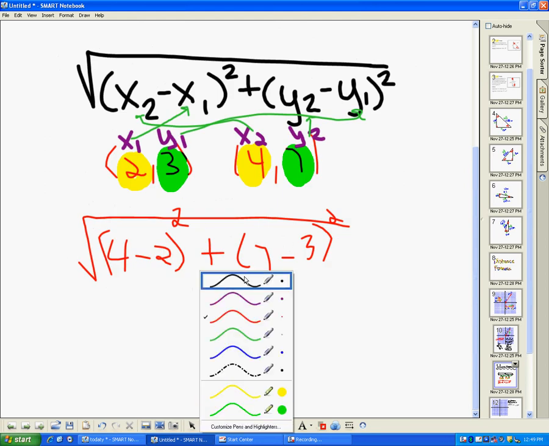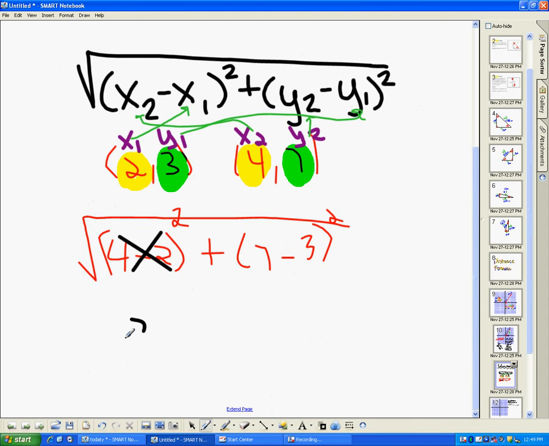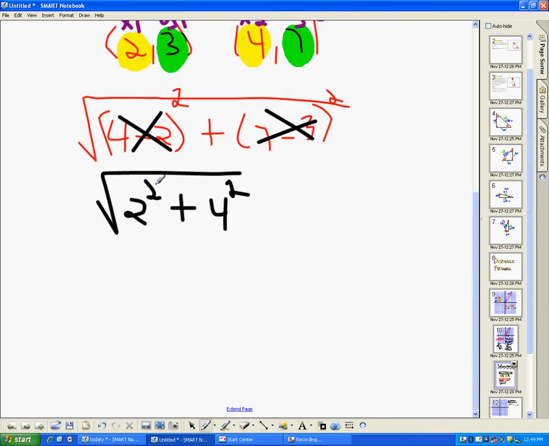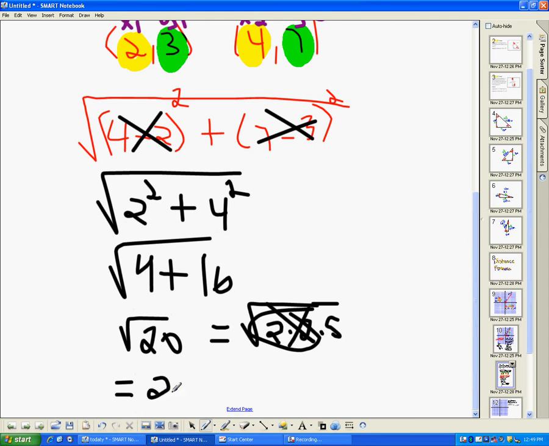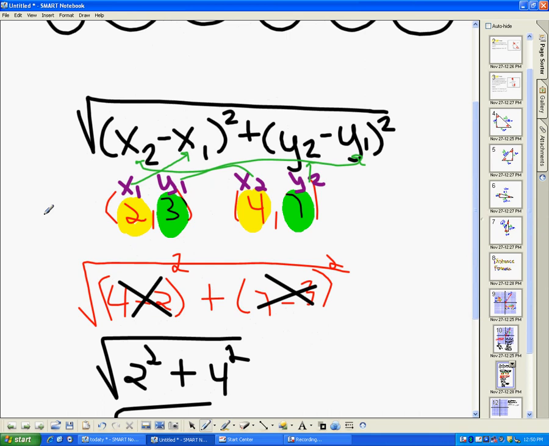So now I'm going to go through and simplify this. 4 minus 2 is 2, so I've got 2 squared. 7 minus 3 is 4, so I've got 4 squared. And I'm taking the square root of all of that. 2 squared is 4. 4 squared is 16. So this is going to be the square root of 20, which remember, I want this written as a simplified radical. 20 is equal to 2 times 2 times 5. So when I pull out that married pair, square root of 20 is equal to 2 square root of 5. And then whatever the unit is, that's what the units would be. So this 2 square root of 5 is the distance between these 2 points right here.